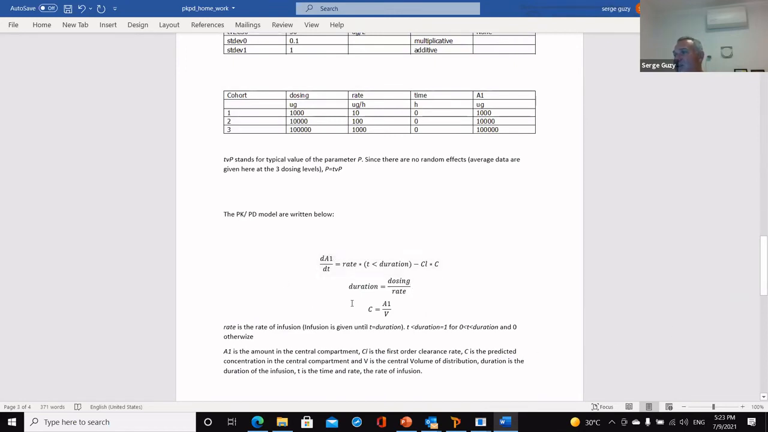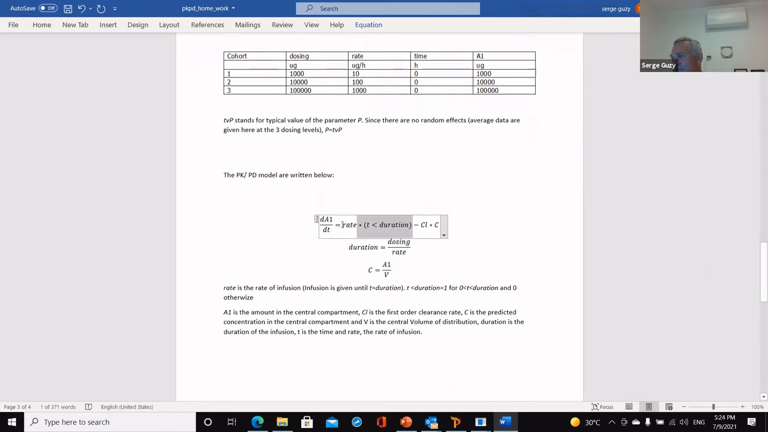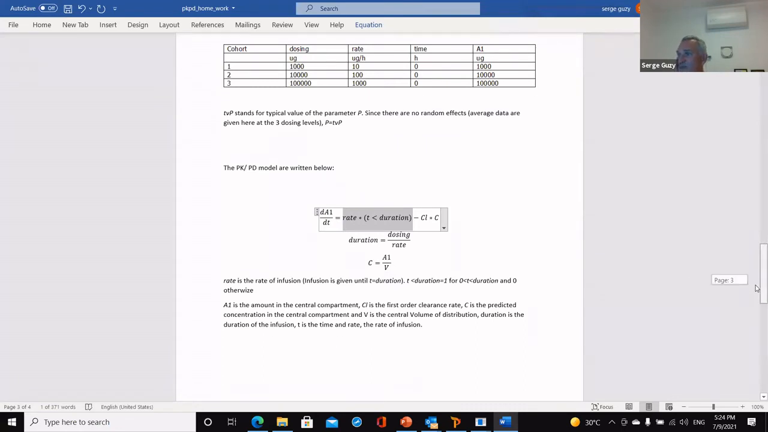A1 is the amount in the central compartment, and C is the predicted concentration in that compartment, which is the compartment where you observe your data. Then C is equal to A1 divided by V. And again, rate is the rate of infusion. The infusion is given until t equals duration. The term t less than duration is equal to 1 for t between 0 and duration, and 0 otherwise. In other words, this is basically called a delta function, where t less than duration is equal to 1 as long as your infusion is active, and then 0. In other words, that term will disappear once the infusion is finished, and you are left only with a first order elimination.